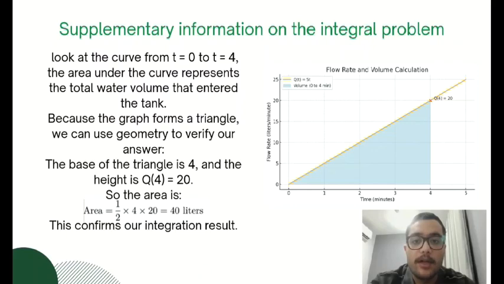Because the graph forms a triangle, we can use geometry to verify our answer. The base of the triangle is 4 and the height is Q(4) equals 20. So that means the area will be 1/2 times 4 times 20, which equals 40 liters. This confirms our integration result. In engineering, using graphs and integration helps ensure precise control in water systems, plumbing operations, and storage tanks.